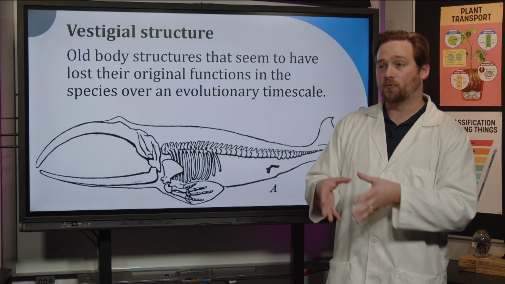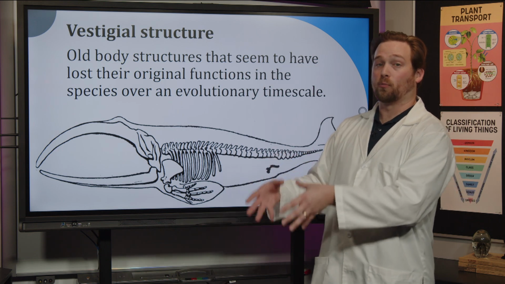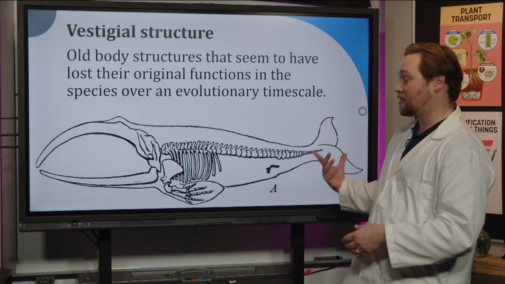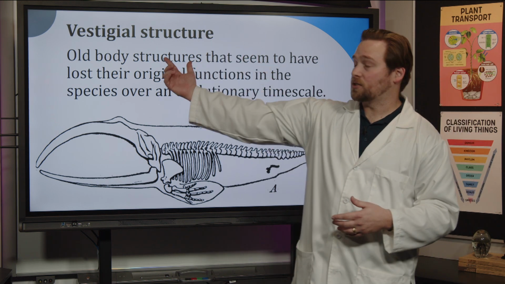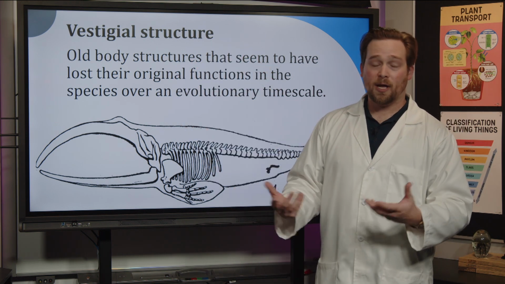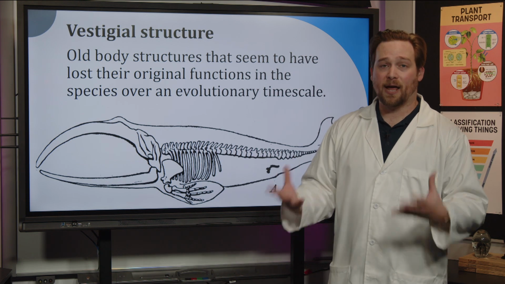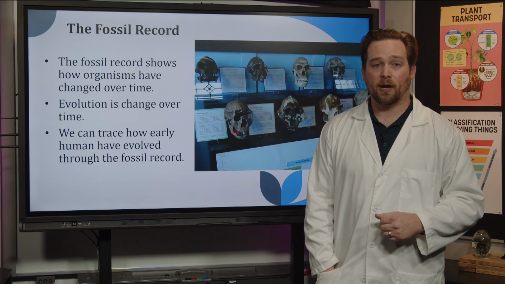But as it moved from the land and started living in the water more and more, it was advantageous not to have those hind limbs and instead just have a tail. So again, these vestigial structures just tell a story. It tells a story about how these animals have changed over time, and evolution is just change over time. Okay, let's keep it going.